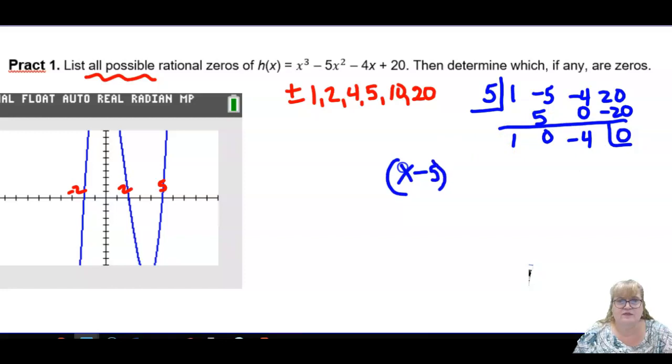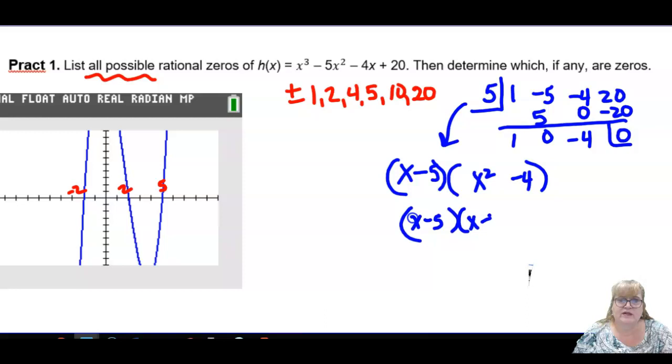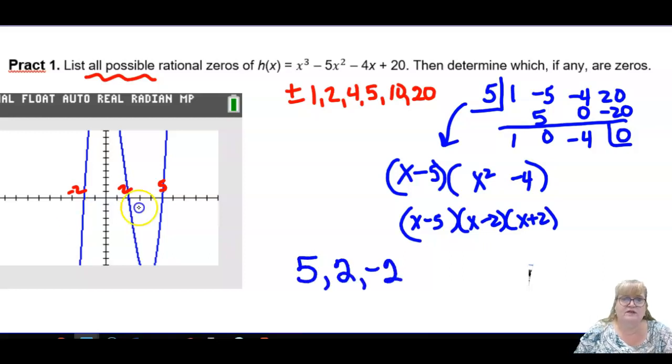We had a factor of x minus 5 because of this guy, but this is, let's see, -4 is a constant, 0x and 1x squared. So we have x squared minus 4. Well, guess what? That factors x minus 2 and x plus 2. And the zeros are then at 5, 2, and -2, just like the graph showed.